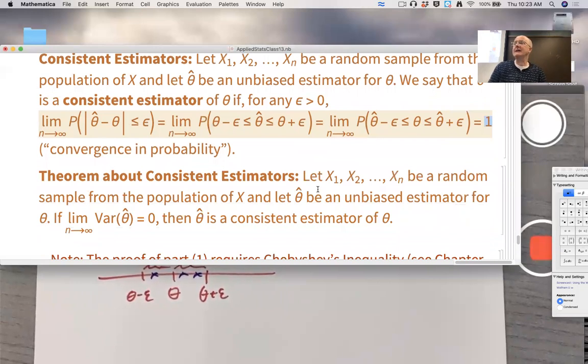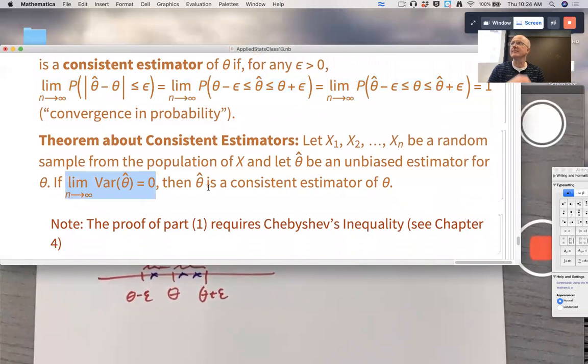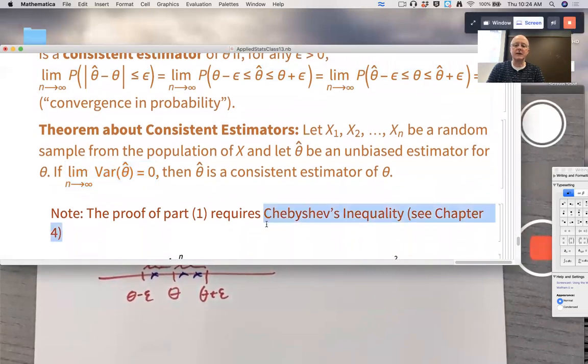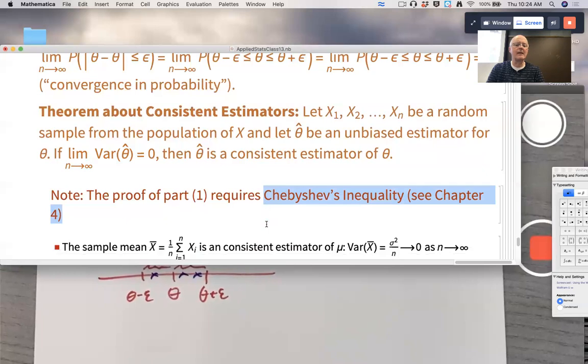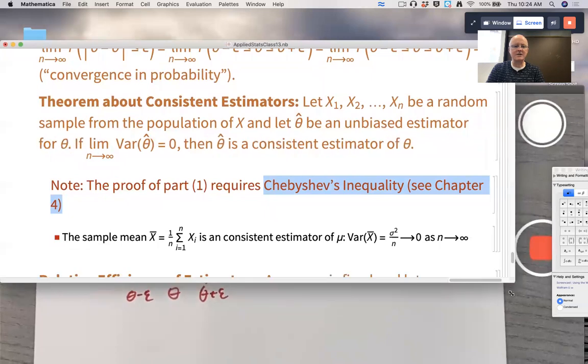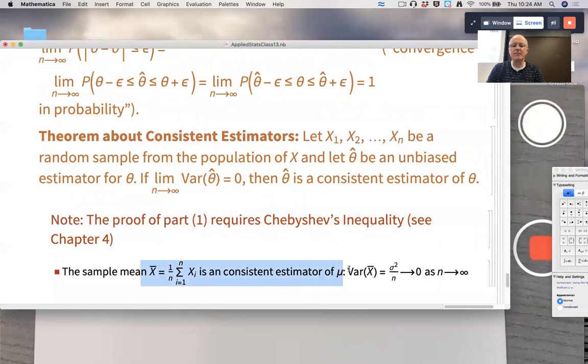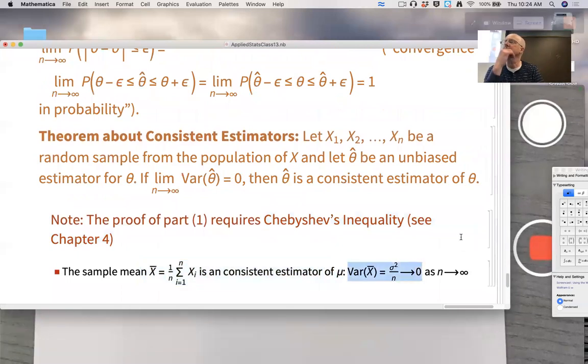As far as proving an estimator is consistent, you don't actually have to compute this limit typically. It's good enough to compute this limit, which is easier. And that's the theorem. Proving the theorem is not super easy. It requires Chebyshev's inequality. Using the theorem is not too hard though, especially with X bar. X bar is a consistent estimator for mu. Why? Because its variance goes to zero as n goes to infinity.